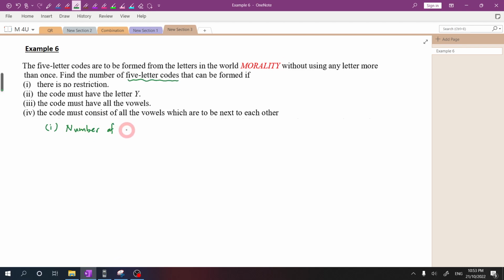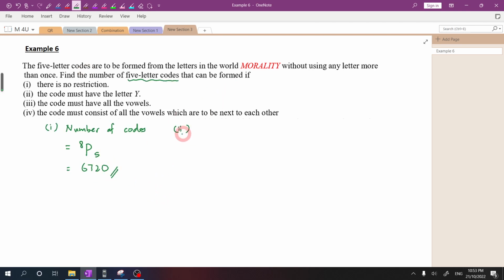So how many letters do we have here? Number of codes. 1, 2, 3, 4, 5, 6, 7, 8. We have 8 letters. We want to choose 5 letters from 8 letters, and the order of arrangement is important, right? So we will be using P. 8P5. Let me press again. Okay, so the answer is 6720.